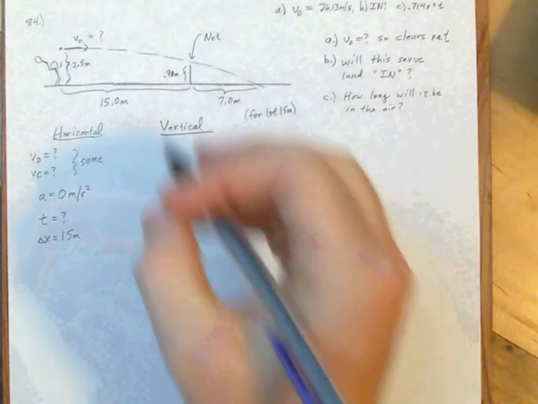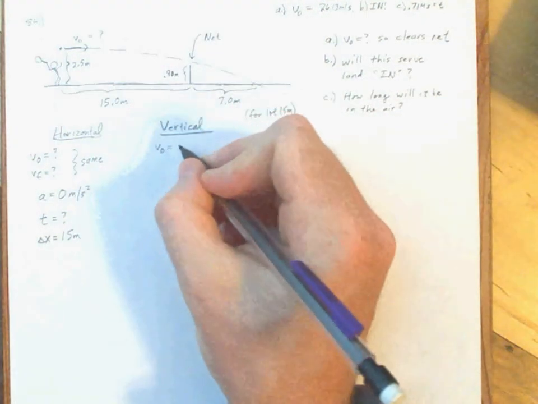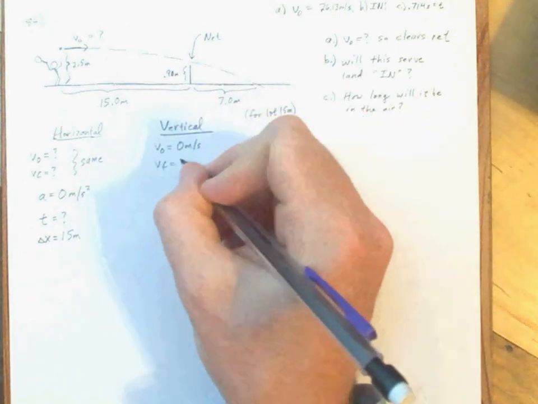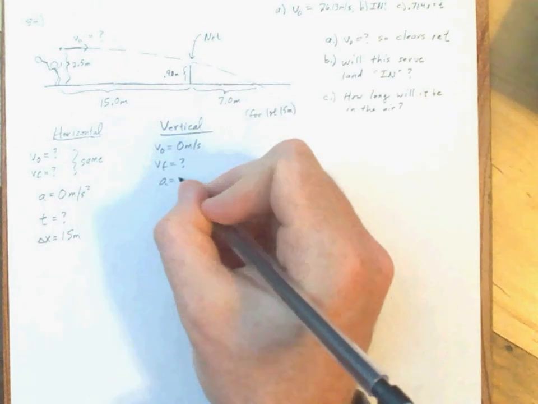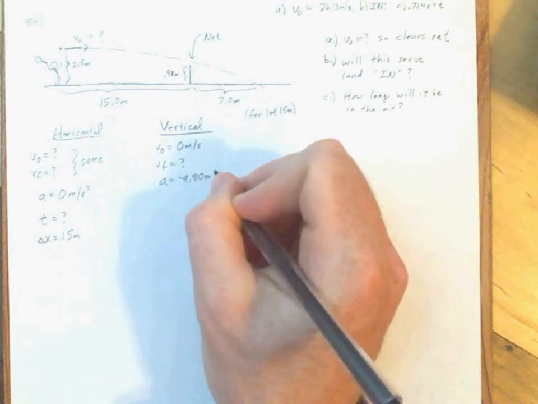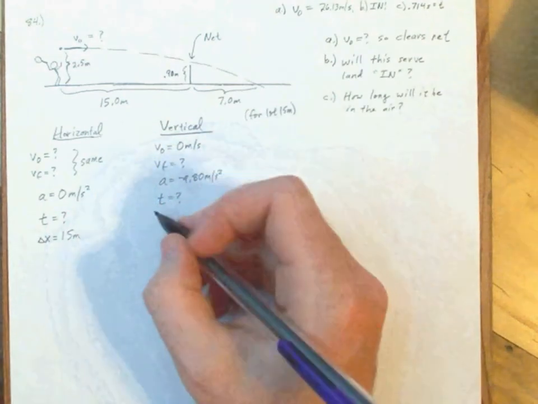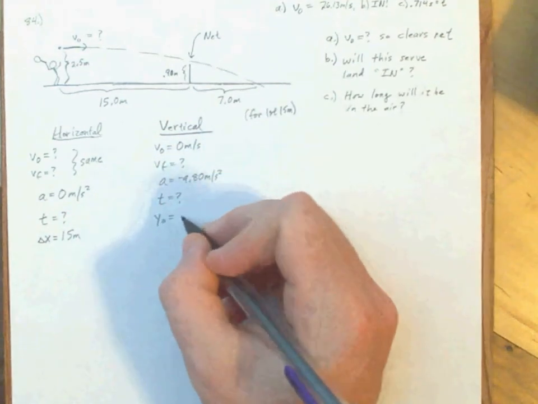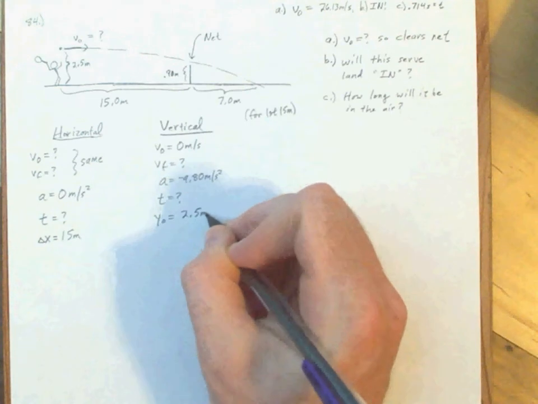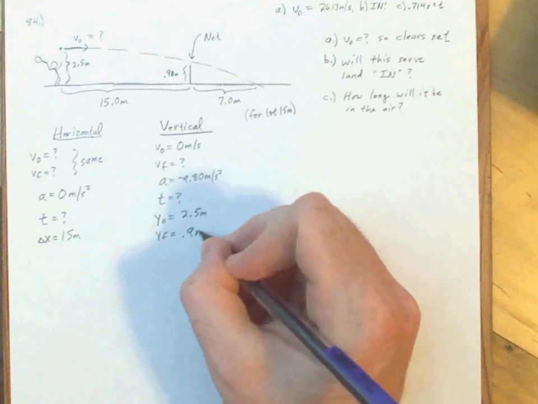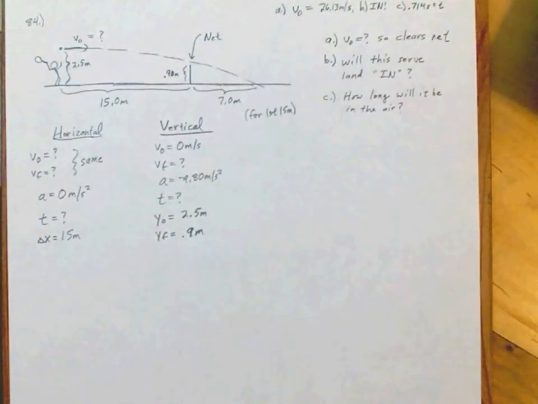Alright, vertically. So hitting this thing purely horizontally, my initial vertical velocity is 0. My final vertical speed, I don't know. My acceleration, negative 9.8 meters per second squared, downward. My time, I don't know, but I know horizontal and vertical times are the same. My original Y position is 2.5 meters above the ground. My final Y position, I need to be 0.9 meters above the ground. Okay, I chose to use original and final this time rather than just using delta Y. For no particular reason, I just felt like it.